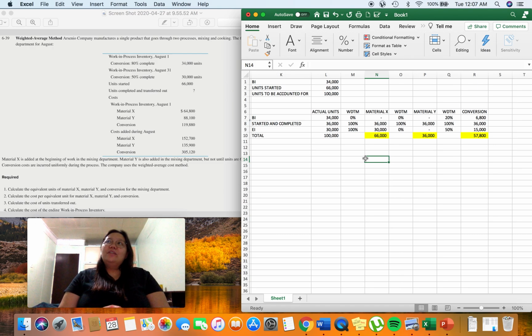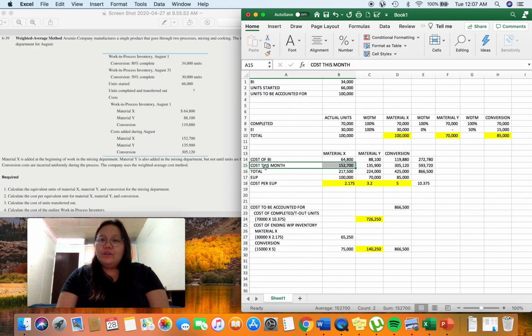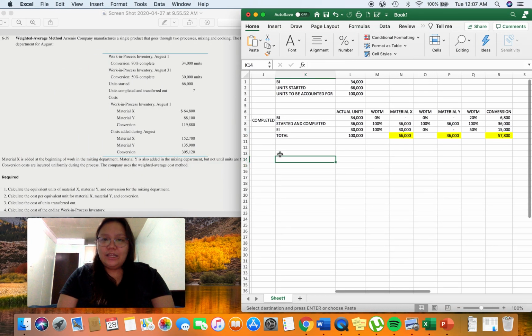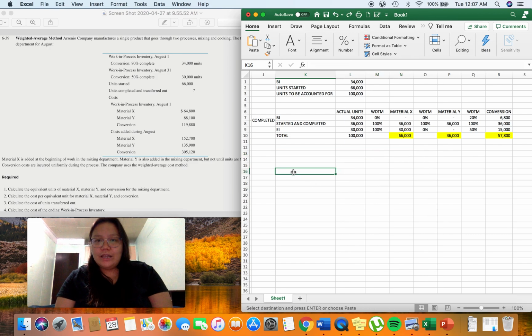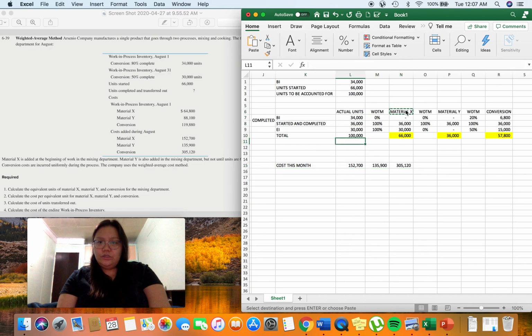So, since first in, first out tayo, diba? Again, very specific ka sa beginning inventory mo. Diba? Ang gagawin natin ngayon, in computing for our cost per EUP, we will only consider or include yung cost this month natin. We will only consider yung cost this month natin. Hindi mo isasama yung cost last month. Okay, so ito. Cost this month. So we have material X, material Y, and conversion. Okay?